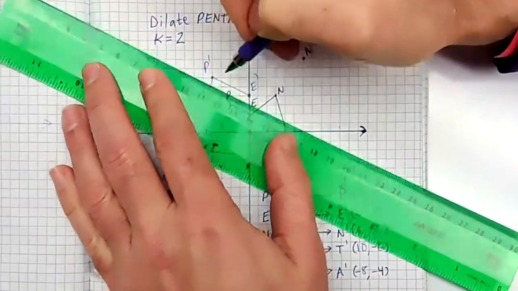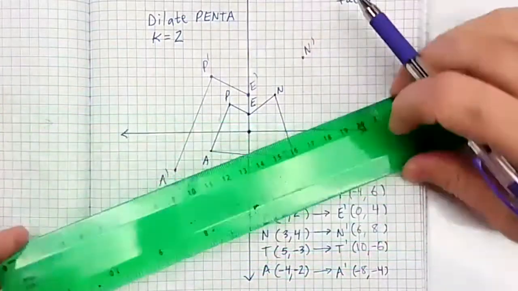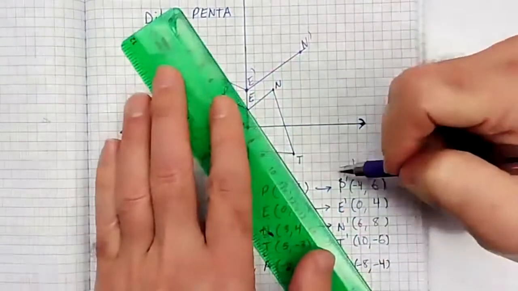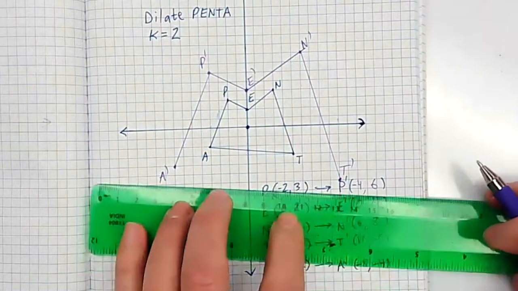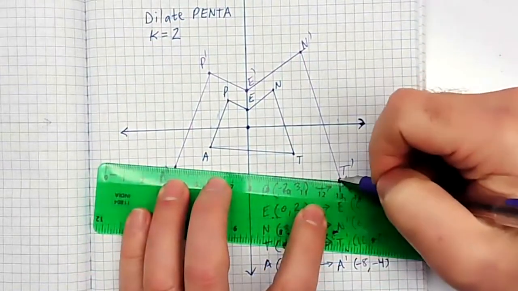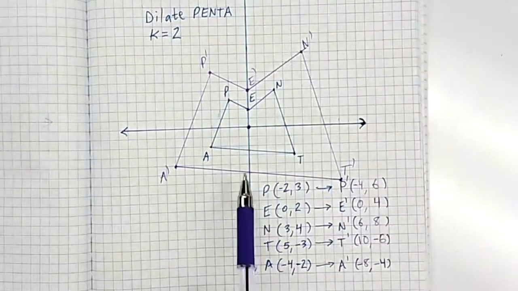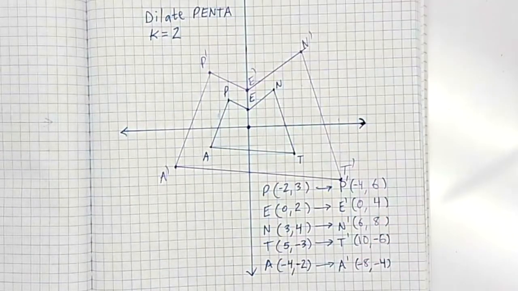And make sure you connect your dots in the order given, right? So P, well, I started at A, but that's okay. I started P, E, E to N prime, and then N prime to T prime, and then T prime goes to A prime, right? And then, of course, the A prime goes back to the P prime. And we can see that we have a larger figure. In fact, it's 2 times as large.